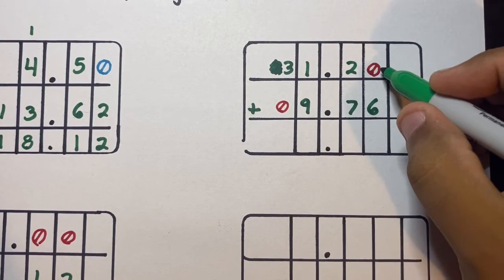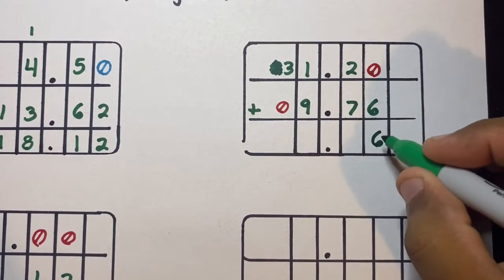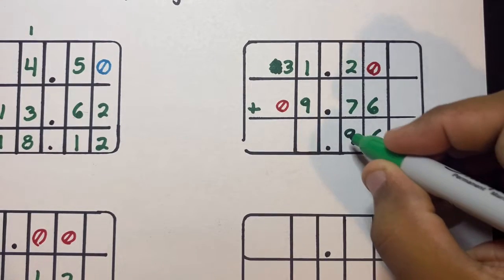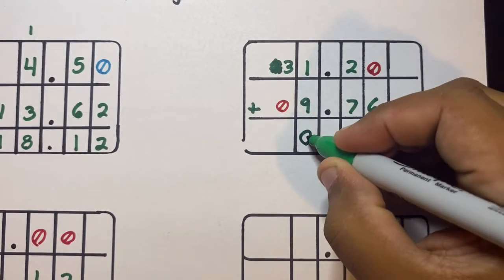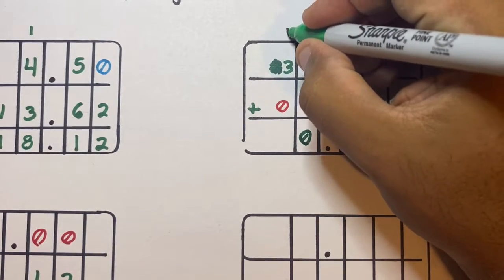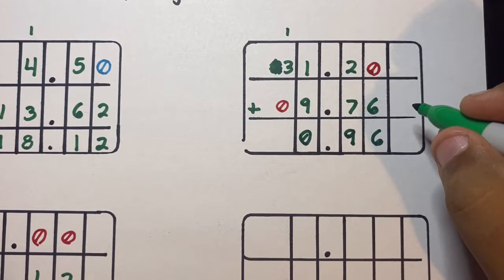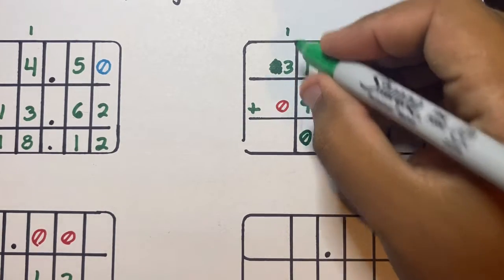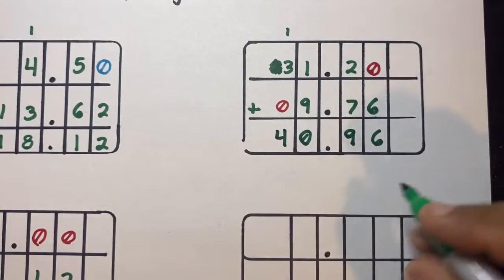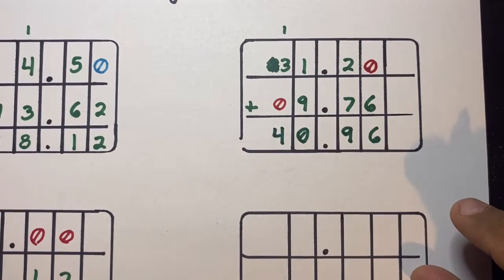But in this case, you'll do 0 plus 6, which is 6. 2 plus 7 is 9. 1 plus 9 is 10, so bring down the 0 and carry the 1. 3 plus 0 is 3, and then you add the 1 on top, it'll be 4. That's your answer: 40.96.